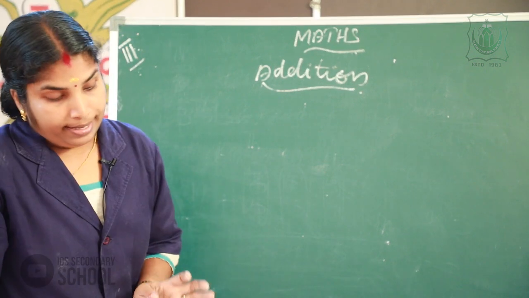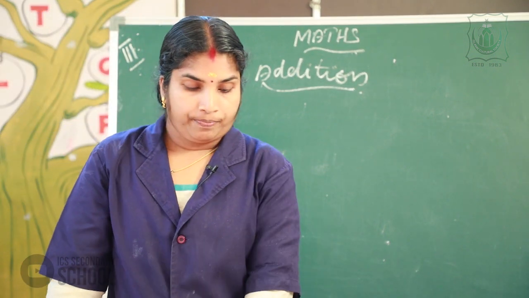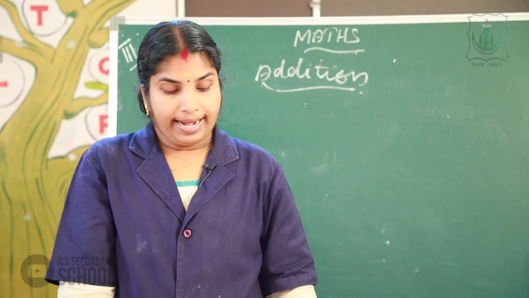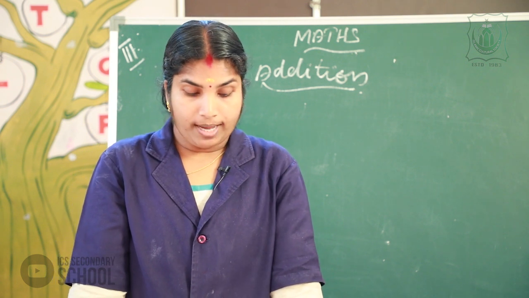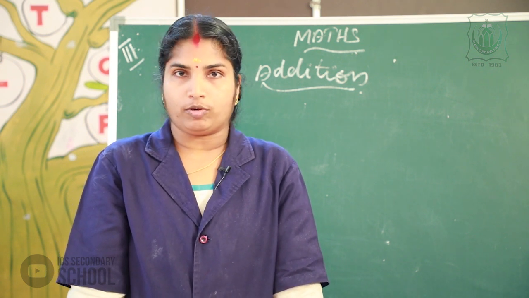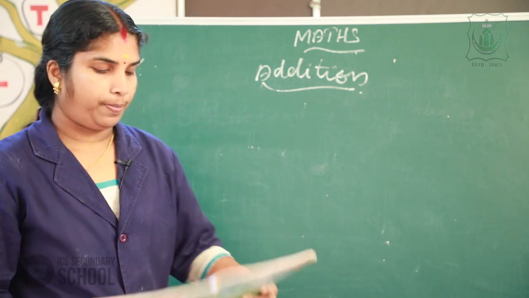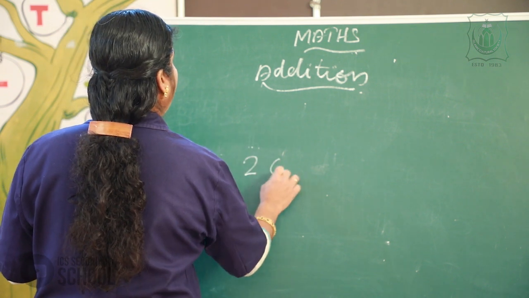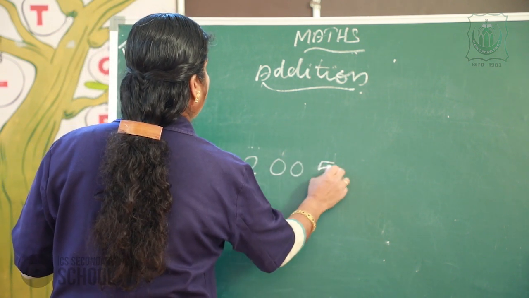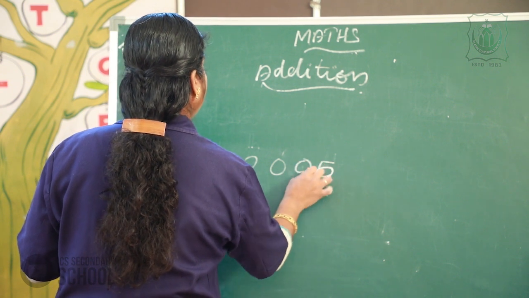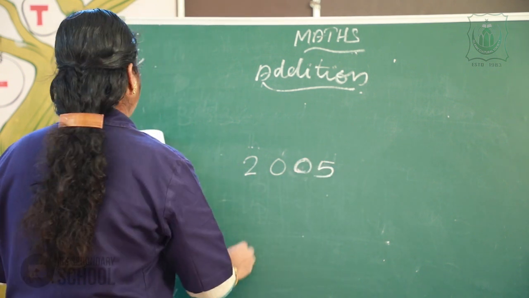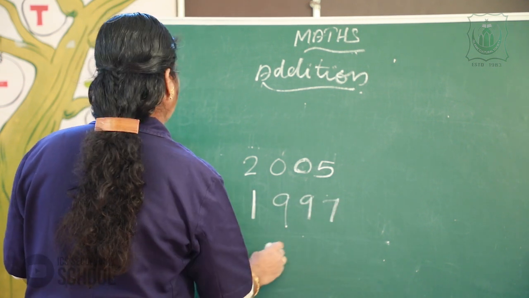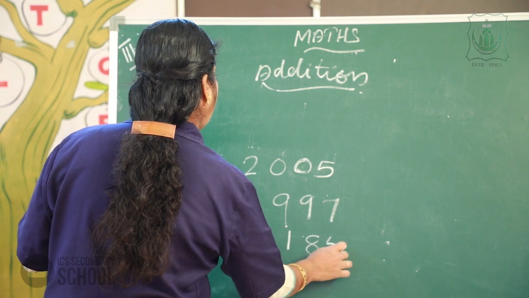Okay. Next, please do exercise 3 and exercise B. Arrange the columns and add the following in your notebook. Okay. First one, 2005. Next, 1997. Next, 185.